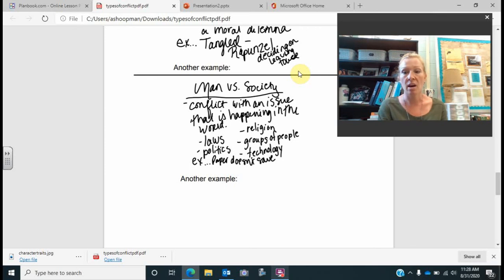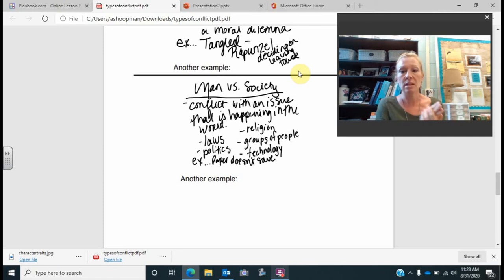This can be a conflict that happens. We also have groups of people. So this could be one person against a whole group of people. Now, what I mean is it's not like a group of friends gangs up on you. So that's not man versus society. That's still considered man versus man. But instead, it's like one maybe group of people against another group of people in their beliefs.